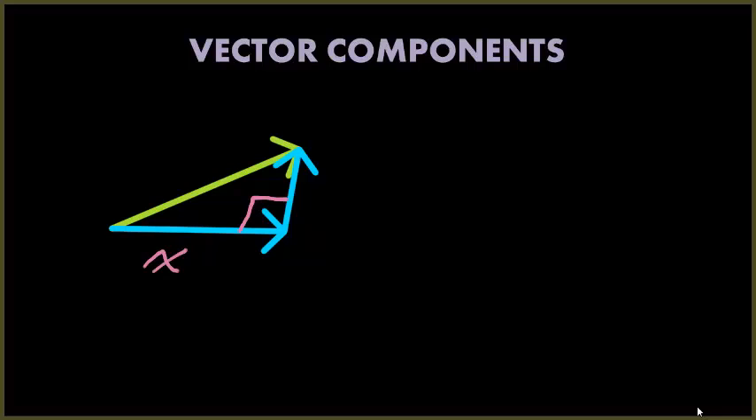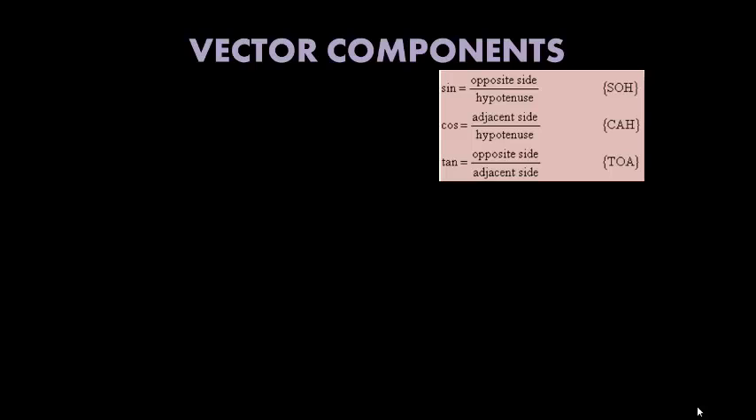Again, this would be called our x component. This would be called our y component. Now that I have a nice neat triangle, it's useful to know what the values for this x and y component is. Since it does make a right triangle, we can use our trigonometric functions.